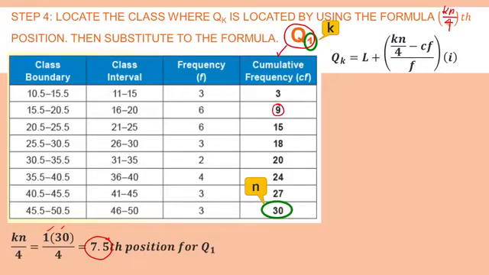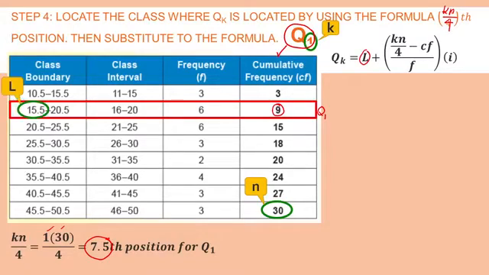So therefore, this will be our first quartile. This is the first quartile, the location of the first quartile. So let's now identify the lower limit, the L. What's the lower limit equal to?